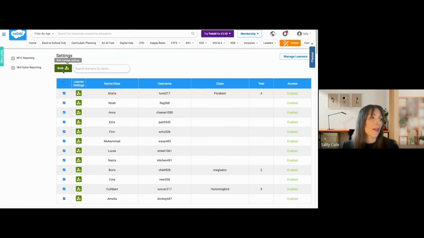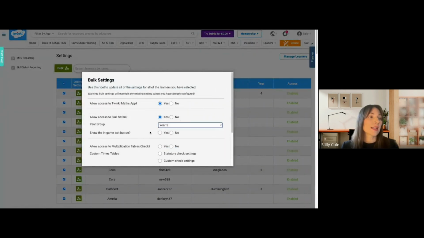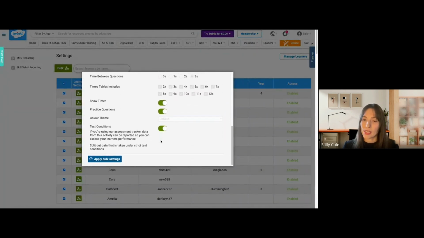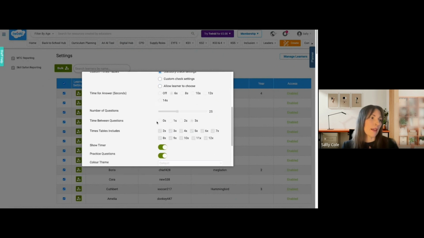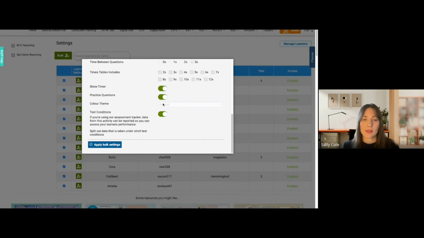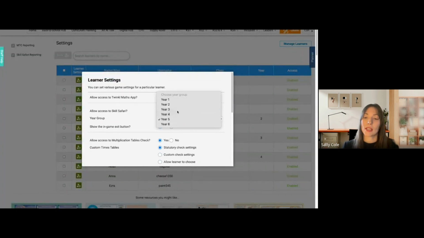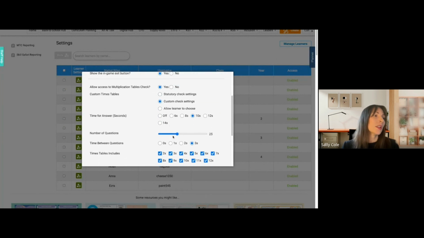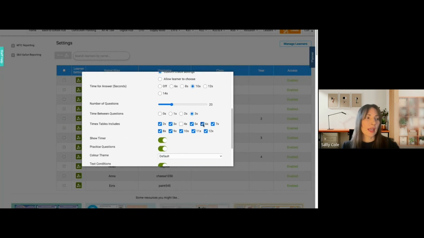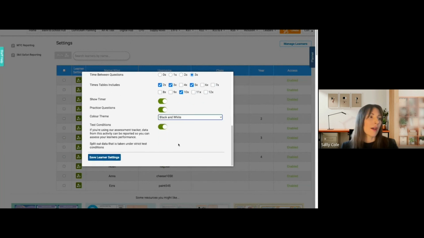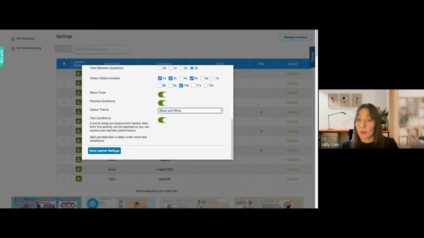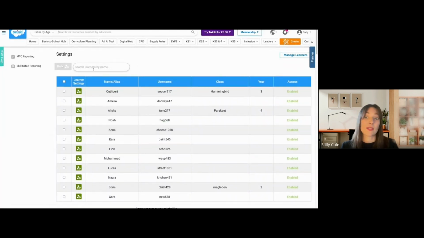This is the settings area. In the settings area, you can do bulk settings. Here I've set everybody onto year 5 times table, year 5 settings for the skill safari, and then statutory settings for the multiplication tables check. But for this child, I've said actually this child had different learning needs, so I've put them on the year 3 curriculum, and I'm just going to get them to concentrate on their 2s, 3s, 5s and 10s.